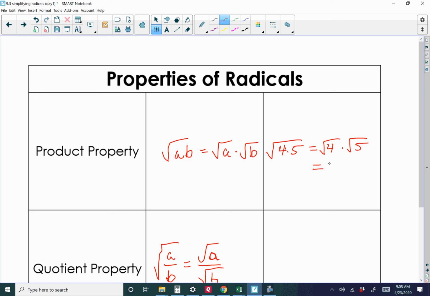So what do I get for an answer? 2 square root of 5. Notice that the number that's a perfect square, I actually write it as an integer. Square root of 4 is 2. Square root of 5 is irrational. It's not a perfect square. I just leave it as a square root of 5.